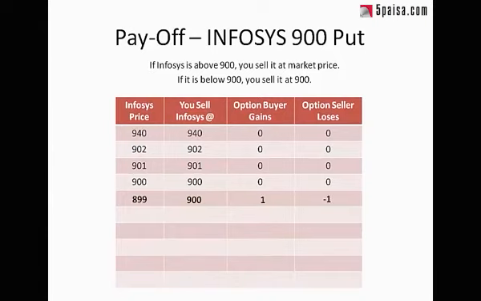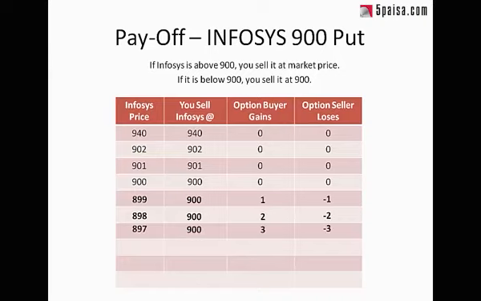When the price is at 899, you're selling the stock worth 899 to me at 900, which means you make 1 rupee profit. And I will have to buy the stock at 900 from you and sell it to someone else at 899, assuming I do not want to keep it. This means I make a loss of 1 rupee. When the price is at 898, you are selling the stock worth 898 at 900. On that transaction, you make 2 rupees profit and I make 2 rupees loss.